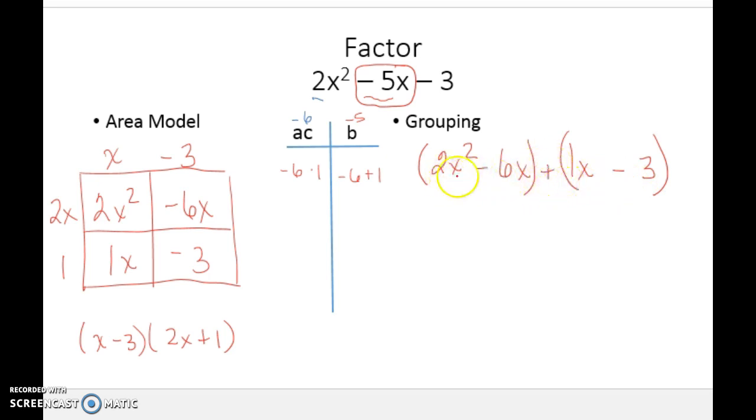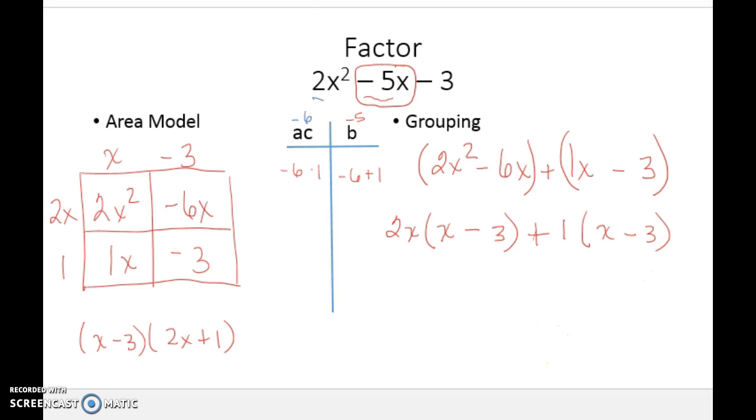Okay, so now I look at this group. Do these 2 terms have any common factors? They have a 2 and an x, so we bring that out. And I'm left with x minus 3 plus, now these 2 terms don't have any like factors, so I'm going to bring out just a 1. But that's important. We are bringing out 1. So I'm left with x minus 3.